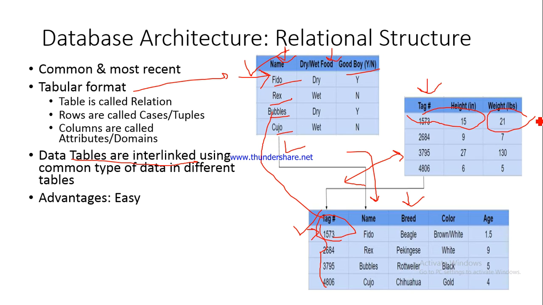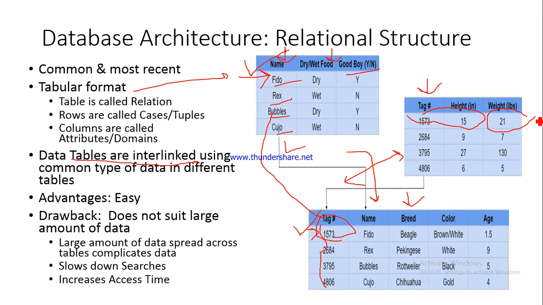What is the advantage of this kind of database? It is very easy compared to the other database architectures that we'll discuss. And what is the drawback? It does not suit a very large amount of data. This is a limited number of data sets that we had. We only were talking about 4 cases, 4 different dogs. But what if there are 4 lakh dogs? Then it's going to be very, very cumbersome to operate with these kinds of tables, right? So you simply cannot work with a large amount of data if you are going for a database architecture which is relational in nature. A large amount of data spread across tables will complicate the data. Not only this, you will find it slow.